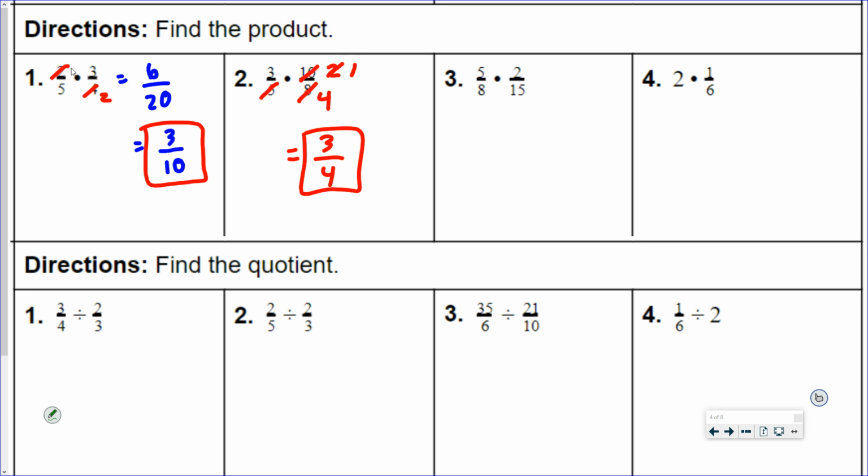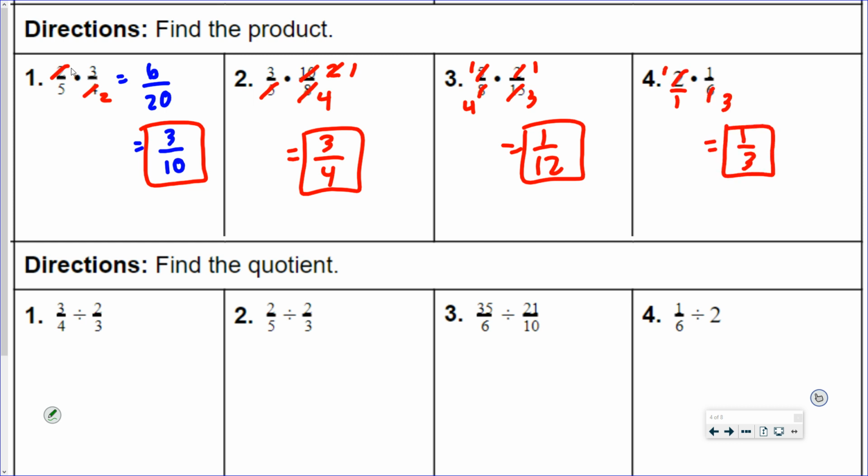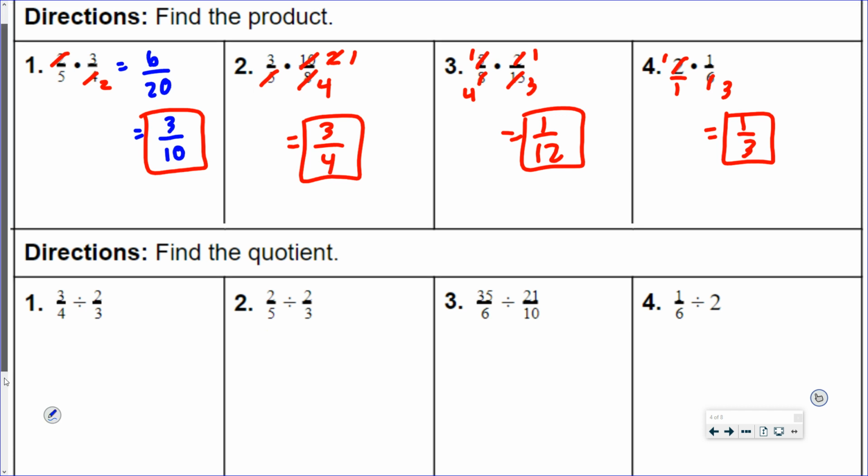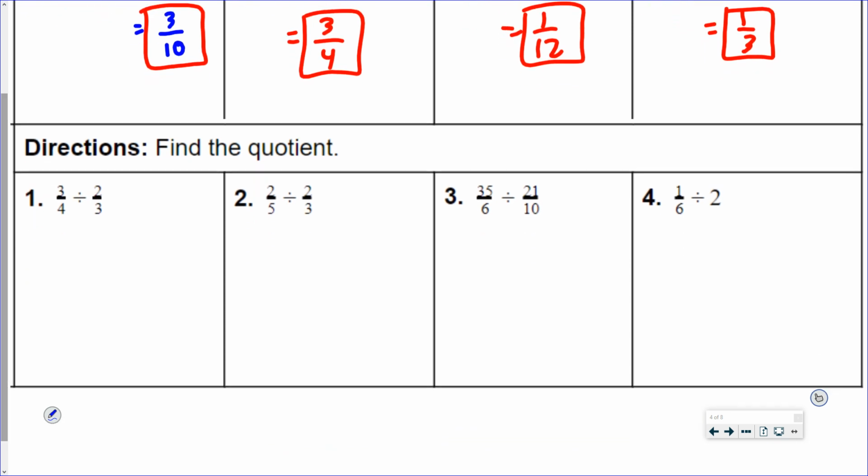All right, common factors in this one. Again, the 2 and the 8. Oh, 5 and 15. Nice. That'd be 1 and 3. Did you guys get 1/12 for that one? Yeah. All right, now, if you just have a plain old number, you can think of that as a fraction. That's really just a 2 over 1. So I do see common factors with the 2 and the 6. 1/3. That's what I got. Okay, good.